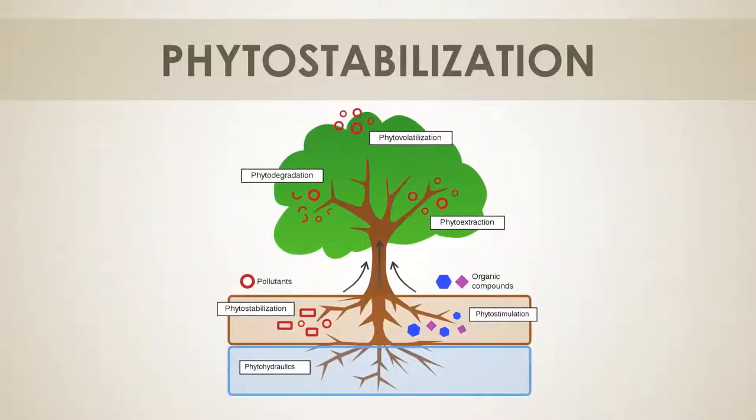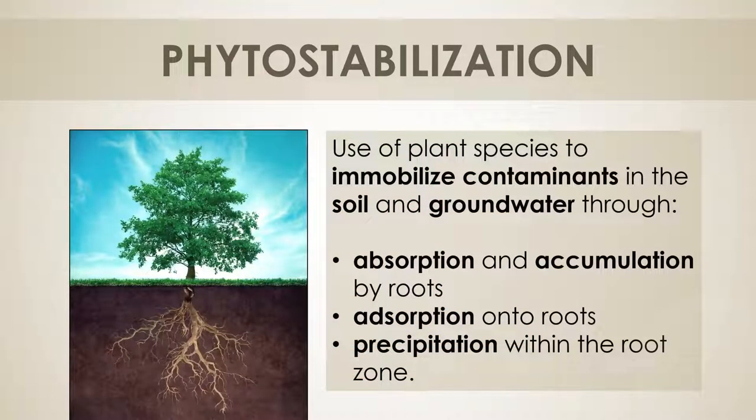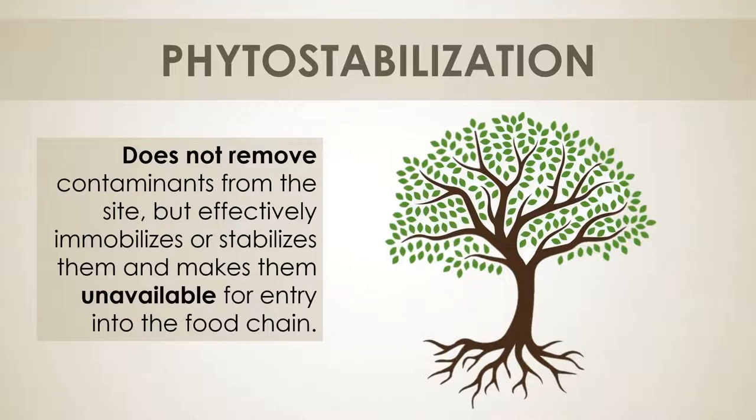All right, phytostabilization. This is the use of plant species to immobilize contaminants in the soil and groundwater through various methods. It can be done through the absorption and accumulation by those plants' roots, the adsorption onto the surface of the root, or precipitation within the root zone. This does not remove the contaminants from the site, but effectively immobilizes or stabilizes them, makes them unavailable for entry into the food chain, unless you have an issue like herbivory, where an animal might be eating that plant after they've taken up those contaminants. But if the contamination level is high enough at a site, then they'll often put a fence around that to prevent deer and other wildlife from getting in there and eating those plants.